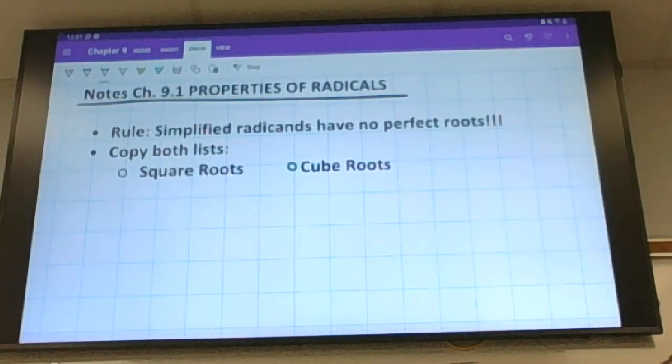Radicand is what the number underneath is called. Yeah, that's what we're doing.